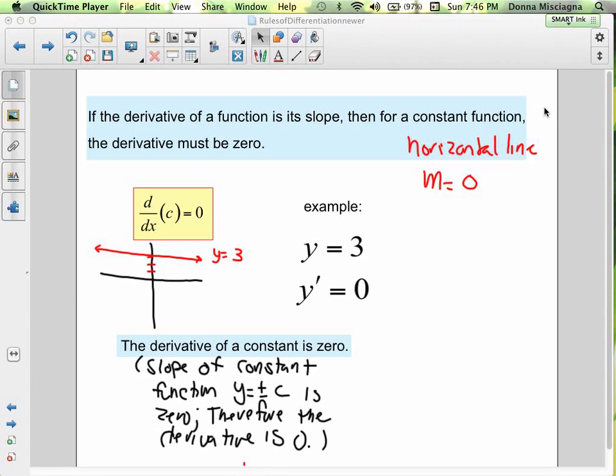Welcome. Let's look at derivatives. So if the derivative of a function is its slope, then for a constant function, the derivative must be 0.